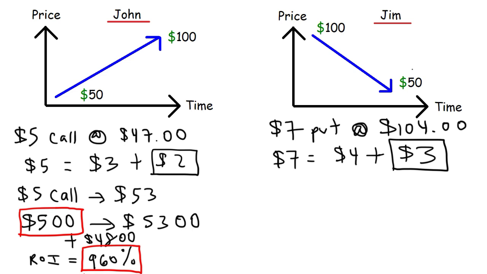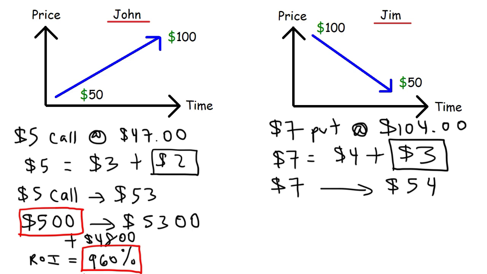Now, let's say the price of the stock drops from 100 to 50. What will be the value of the put option? How much will it be worth? So he bought it for $7, but how much can he sell it for? The value of the put option will now be the difference between the current price of the stock and the strike price. So 104 minus 50 is 54. So he can now sell the put option for 54 bucks.